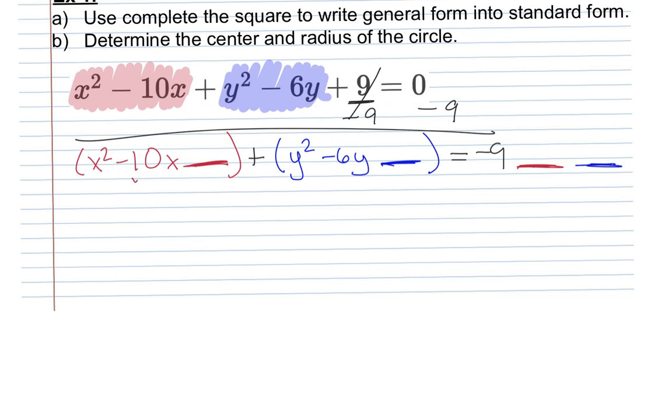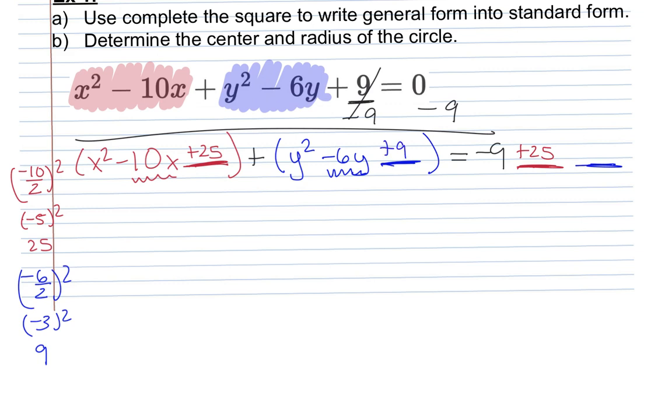Hopefully you remember that we're going to get this middle number, which is -10. We're going to cut it in half and square it. So that's going to be -5 squared, which is 25. That means I'm going to add 25 here, and I'm going to add 25 here. I'm going to do the same thing for this one right here. I'm going to get -6, cut it in half. That'd be -3, and we're going to square it, and that's going to be 9. So I'm going to add 9 here, and I'm going to add 9 there.